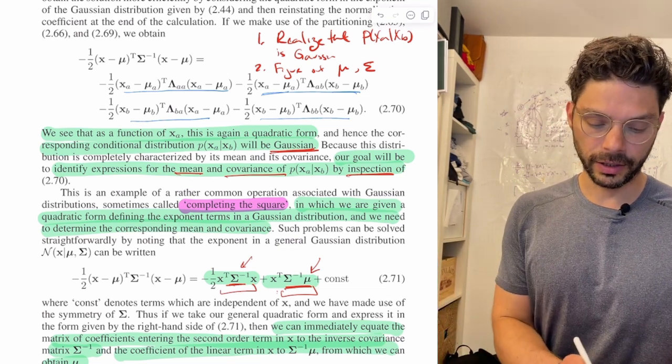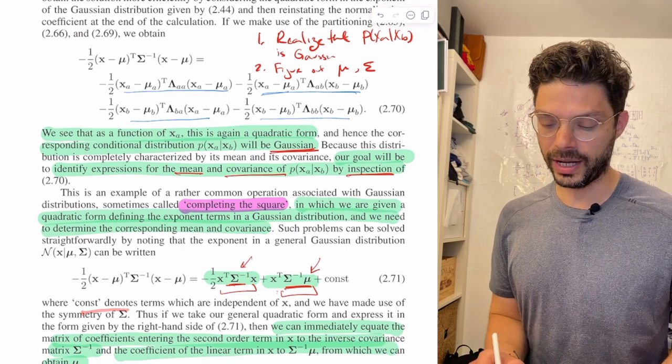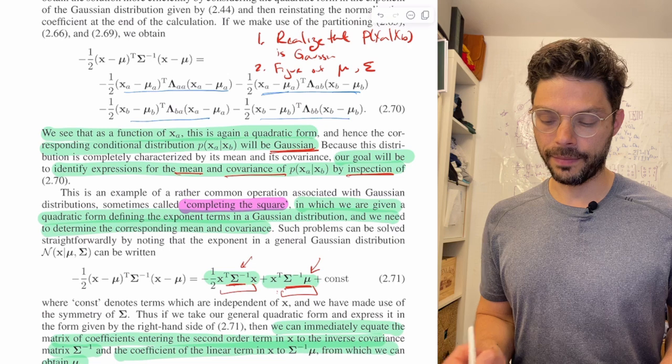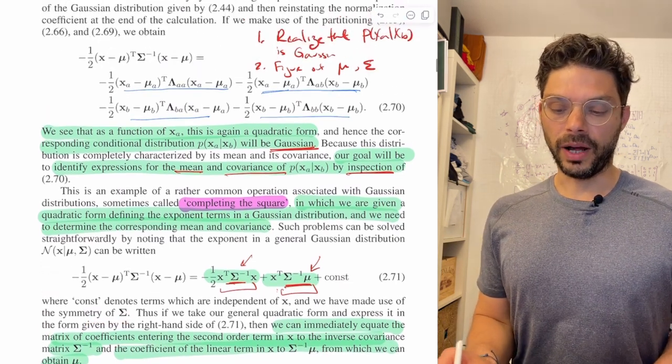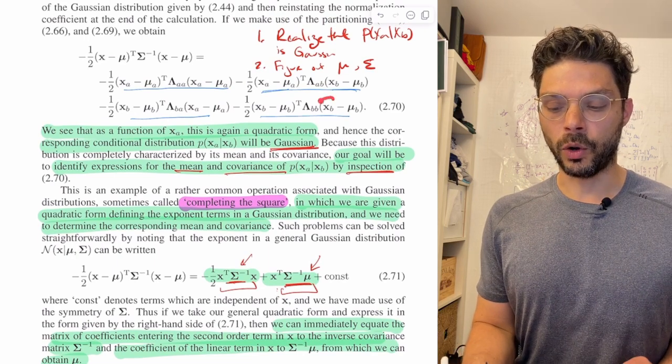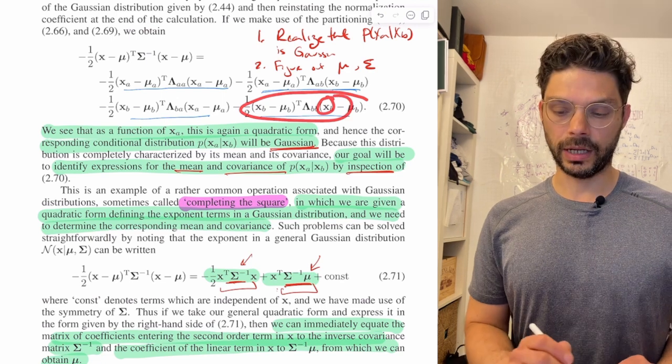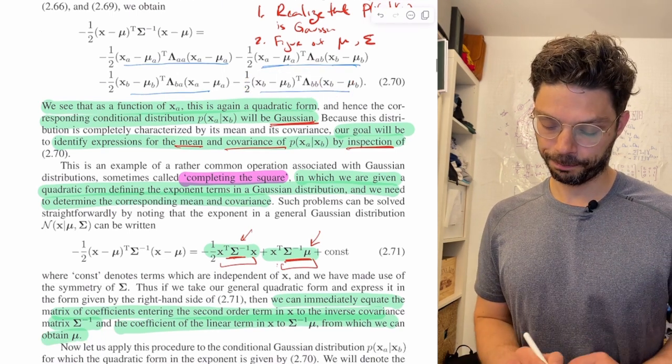And here it says, const denotes terms that are independent of x, and we have made use of the symmetry of sigma. So now, for us, those const terms are going to be things that only involve x of b. So this is going to be hanging out in const.